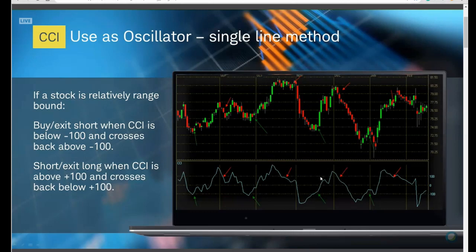The signal on the upside, when you get overbought, is you look near the top of the range when the stock is near resistance, and then you look for a drop of the CCI from above positive 100 down below positive 100 to sell near the top of the range. So you can see here the signals are the red arrows. Again, not too bad.